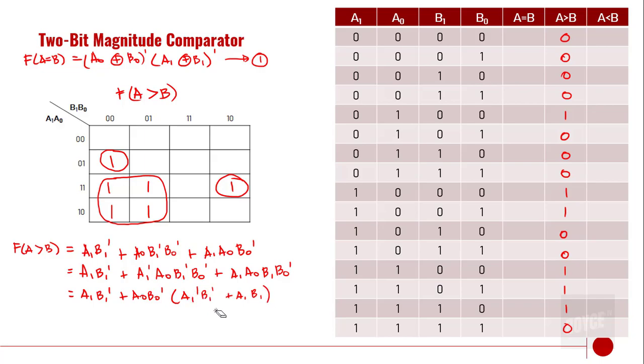Now, as you can see here, we have an XNOR. So, the simplified expression here would be A1, B1 prime, naka-OR sa A0, B0 prime, and naka-AND sa A1 XNOR sa B1. Okay, now we have our second output.